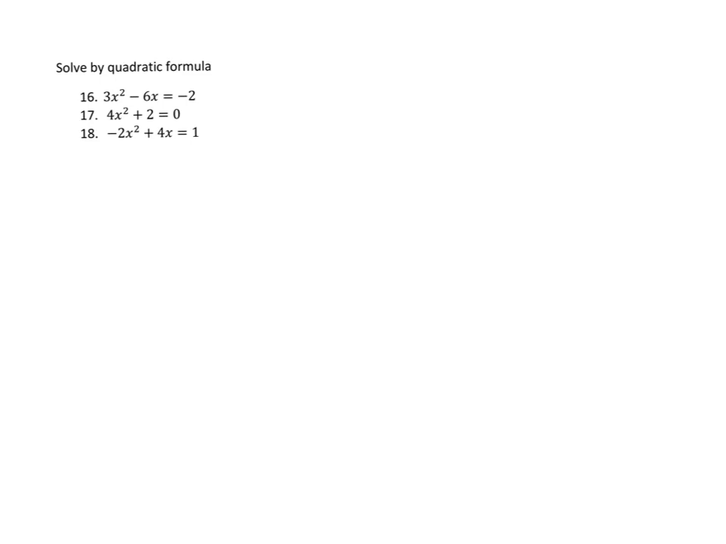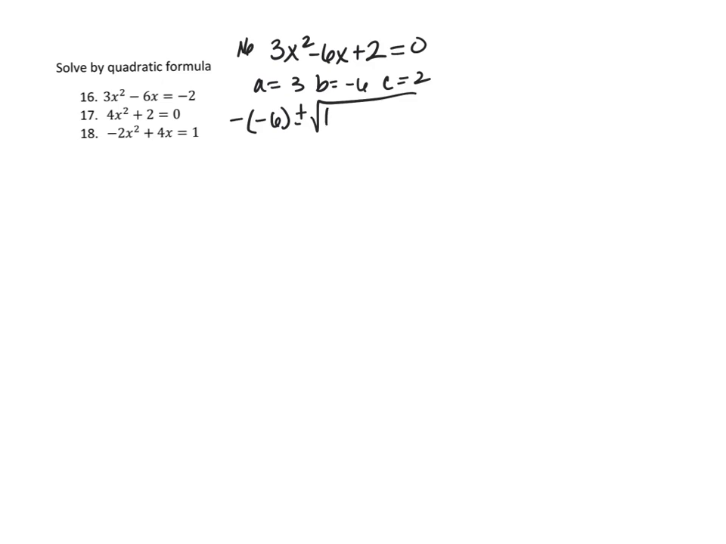And lastly, solve by the quadratic formula. Again, we have to get it equal to 0. So 3x squared minus 6x plus 2 equals 0. My a is 3, my b is negative 6, and my c is 2. So it's negative b, so negative negative 6, plus or minus the square root of negative 6 squared, minus 4 times 3 times 2, all over 2 times a, which is 3.